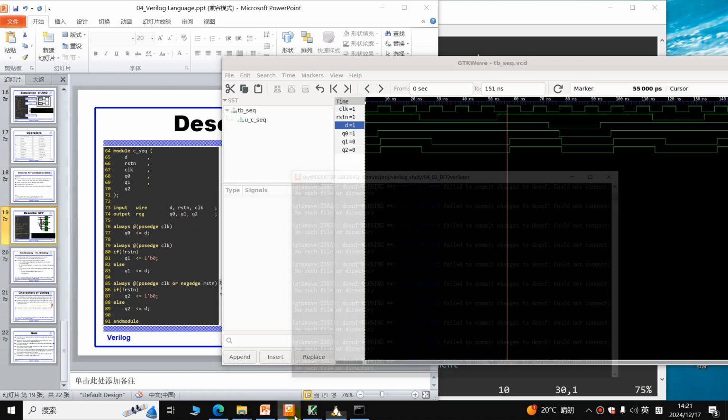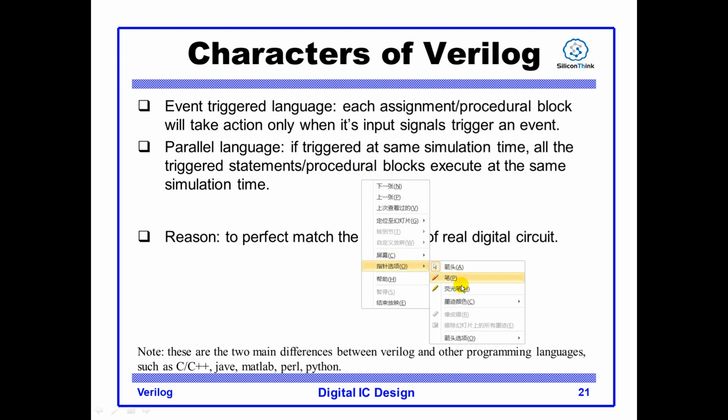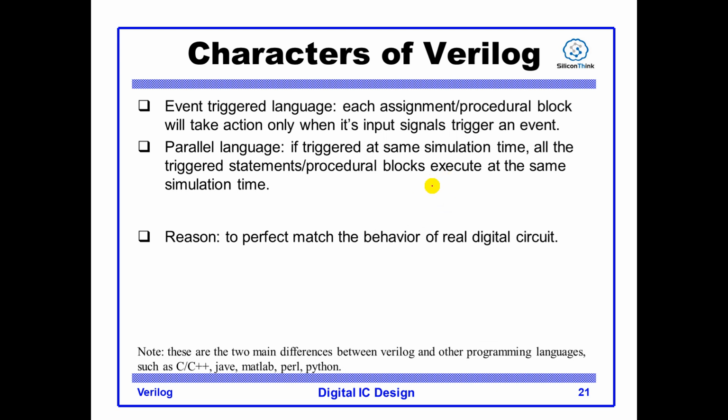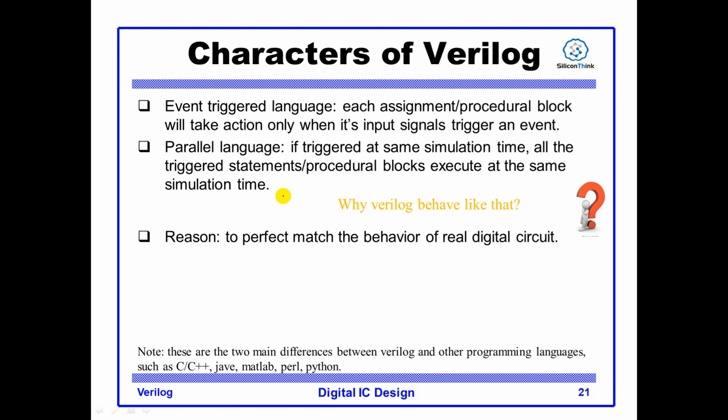Yeah, so you can say Verilog is a parallel language. All these statements that have been triggered will be executed at the same time, if they are triggered at the same time. So there is a question for you: why does Verilog behave like that? As you all know, the C or Java languages are executed one by one, line by line. For a CPU at a given time, just one instruction is executed. But Verilog is a parallel language and an event-triggered language.